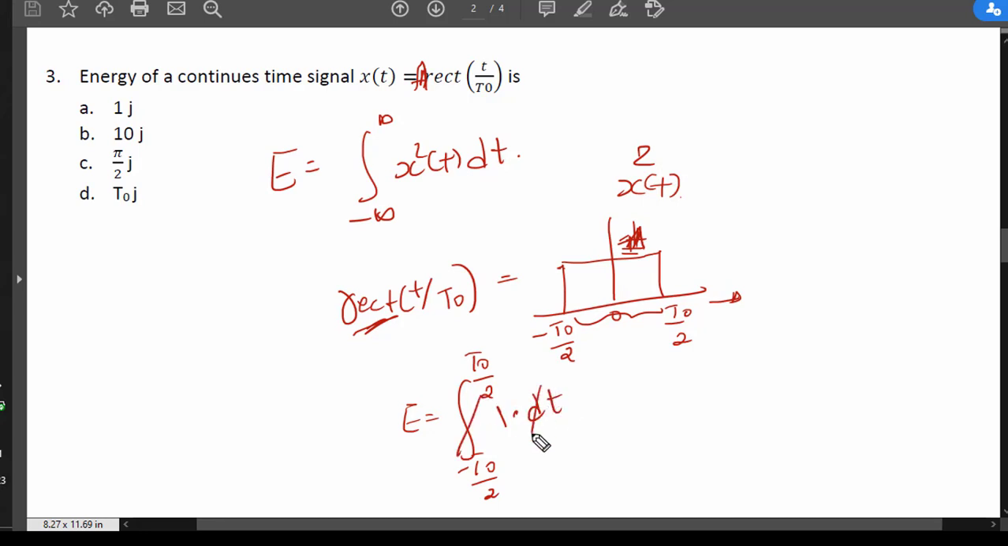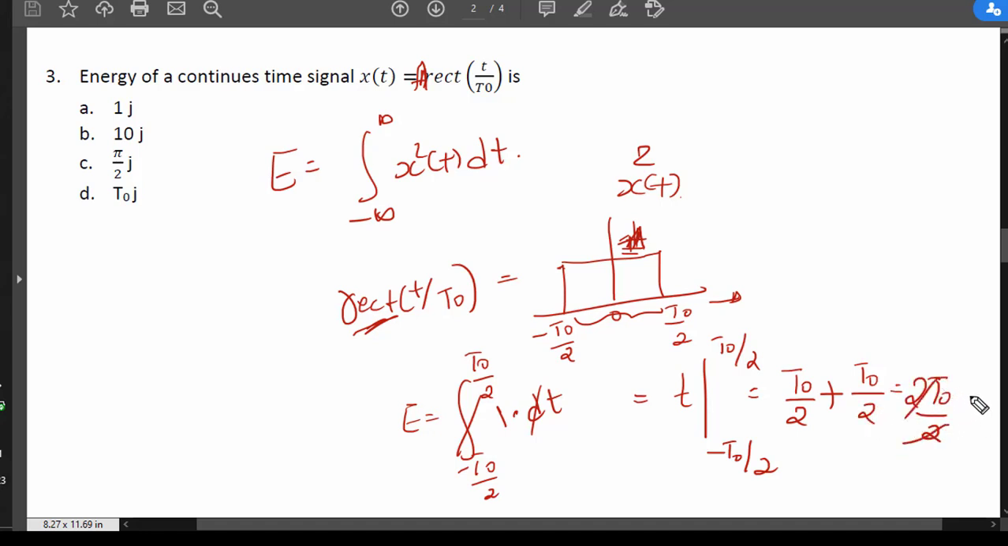Now integration and differentiation cancel out. I end up with t with just the limit minus t naught by 2 to t naught by 2, and this is equal to upper limit minus lower limit. Upper limit is t naught by 2 minus of minus lower limit, plus t naught by 2, and this is equal to 2 times t naught by 2. The 2 cancels out, so it is t naught joules. Okay, the answer is D, t naught joules.